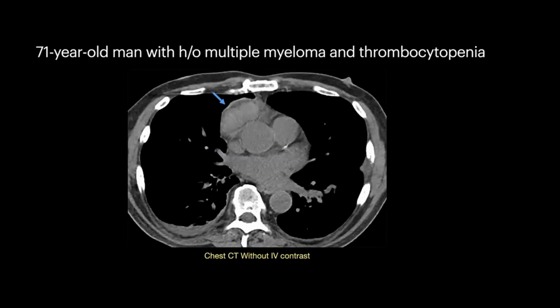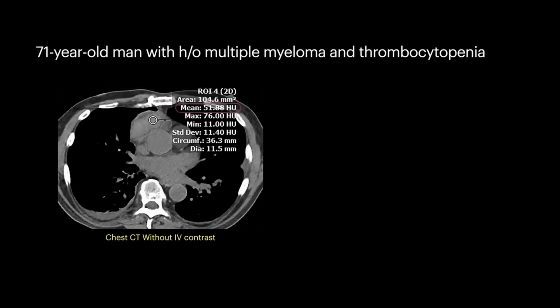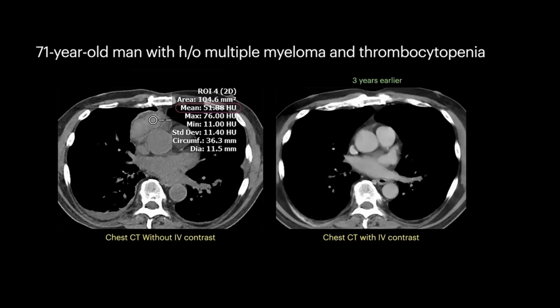We're going to journey through a bunch of other cases to see how different imaging modalities perform in evaluation of thymic masses. So here's a 71-year-old man with a history of multiple myeloma and thrombocytopenia. We can see a lytic lesion in the left lateral rib with some cortical breakthrough and a soft tissue mass, but we also see a large right thymic mass. So what is it? Is it really a mass or is it something else? It measured 52 Hounsfield units. 3 years earlier, it wasn't there.